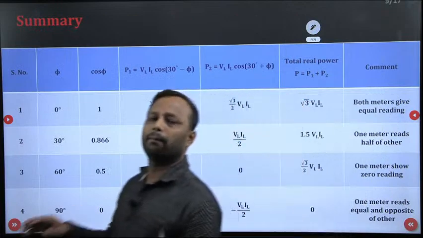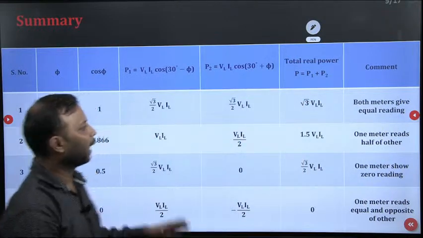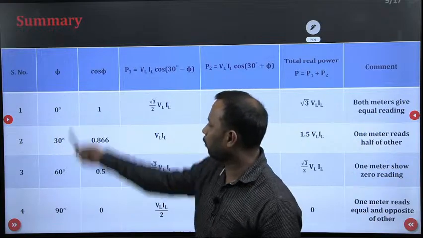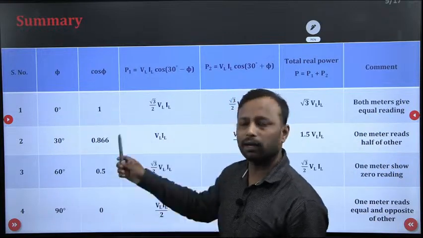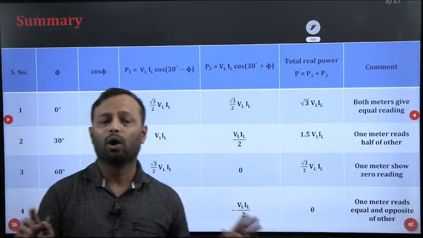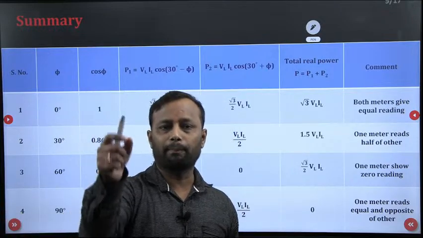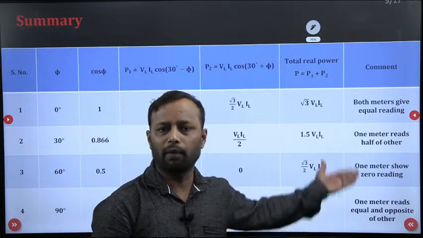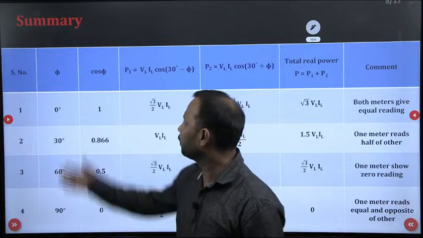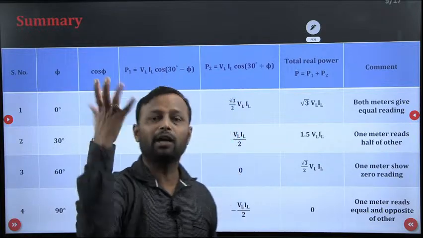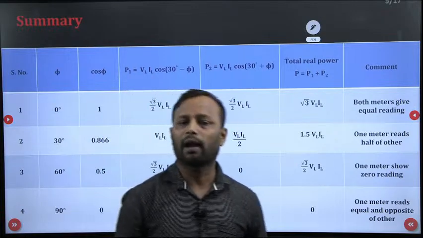If you remember the relation with respect to the power factor angle or the power factor, then we can directly solve the question. There is no need to use pen and paper to solve the question on this topic. If you remember the relation for the respective phase angle, then within 5 seconds, even within 2 seconds, we can give our answer.